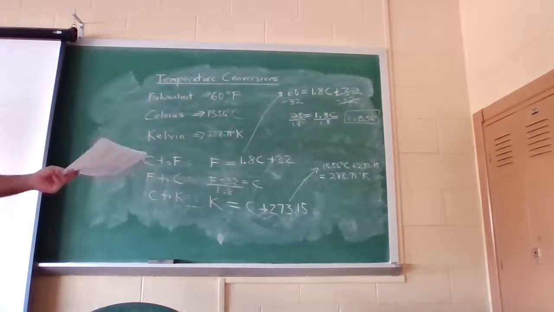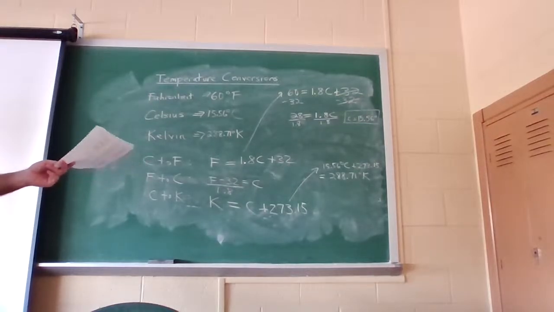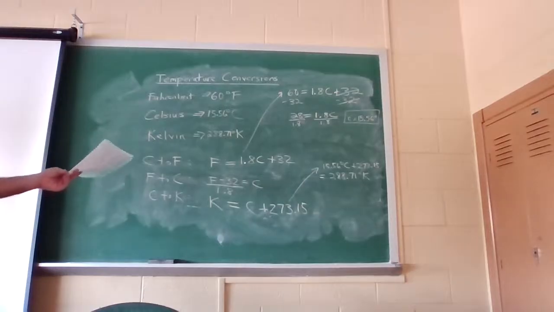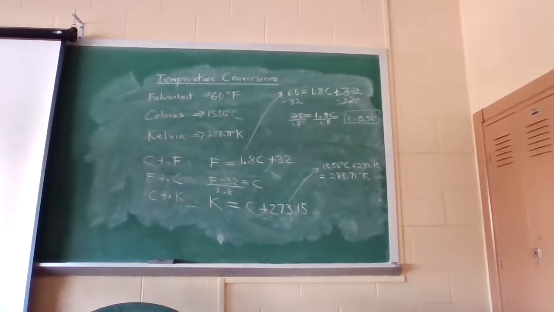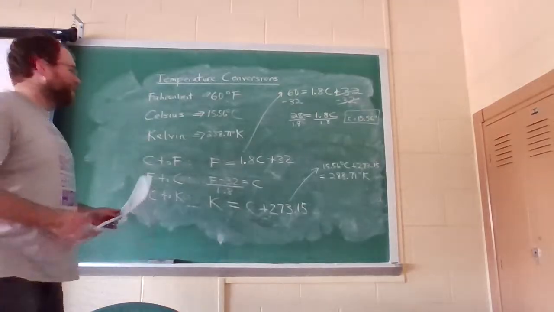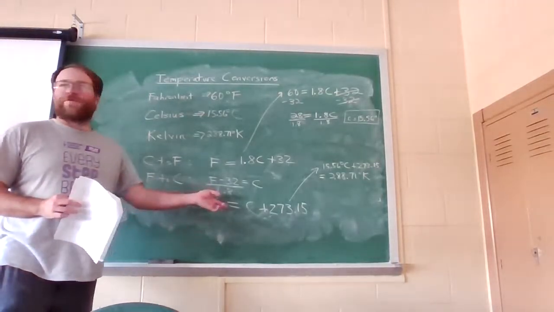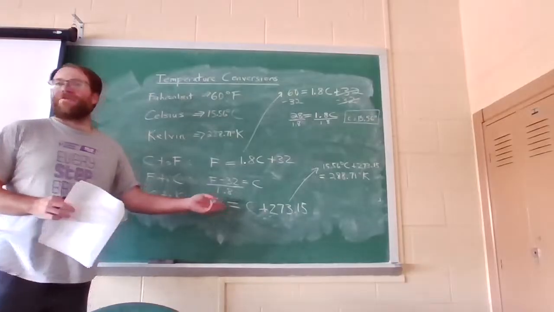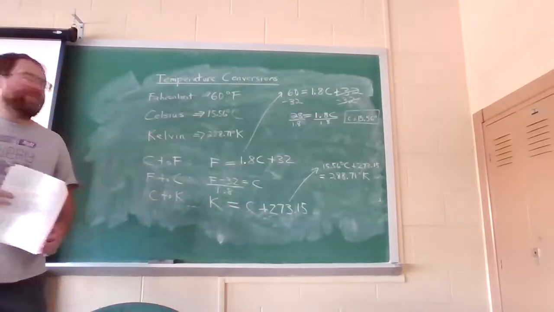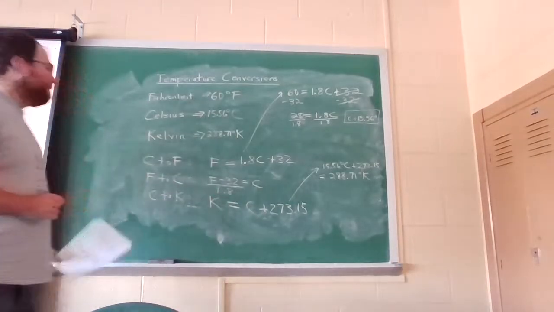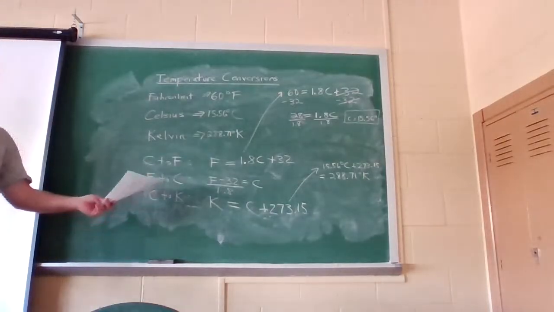And in case you're wondering, that 273.15 is the result of absolute zero. Because absolute zero is 0 Kelvin, or negative 273.15 Celsius. So just so you can see how that relates.